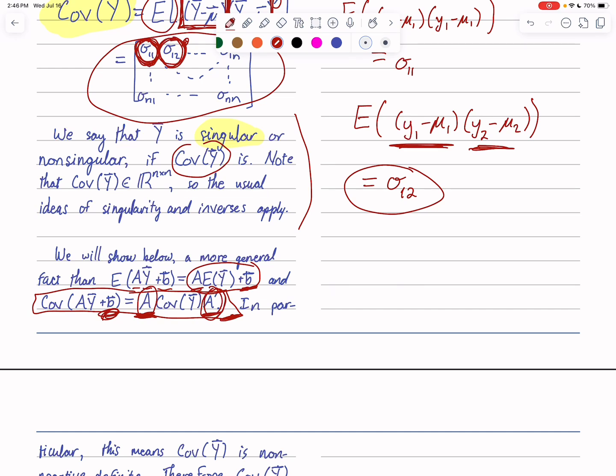So this may be a bit more of a surprising result, but we're about to prove it. In fact, we're about to prove something that is more general than this, but this will be a consequence of what we're about to do.